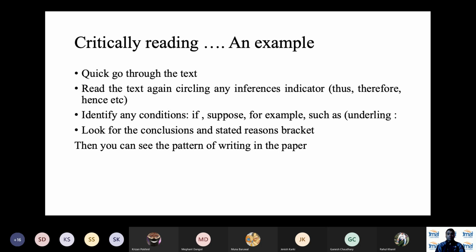So read the text again, circling any inference indicator, any statement that indicates thus, therefore, hence, etc. on that particular literature. We are going to indicate that part. Identify any condition, such as if, suppose, for example, by underlining that part, because when you indicate the conclusion, when you indicate a statement, you will understand what that literature is trying to say. We are going to focus on the different aspects.